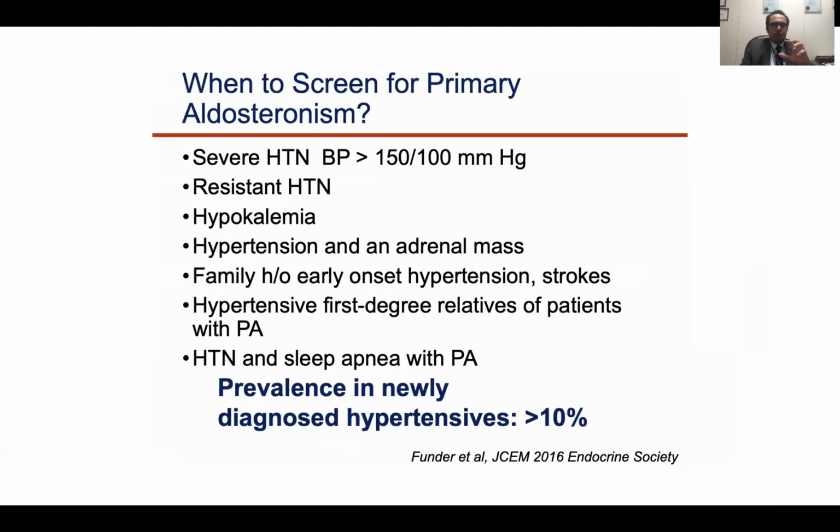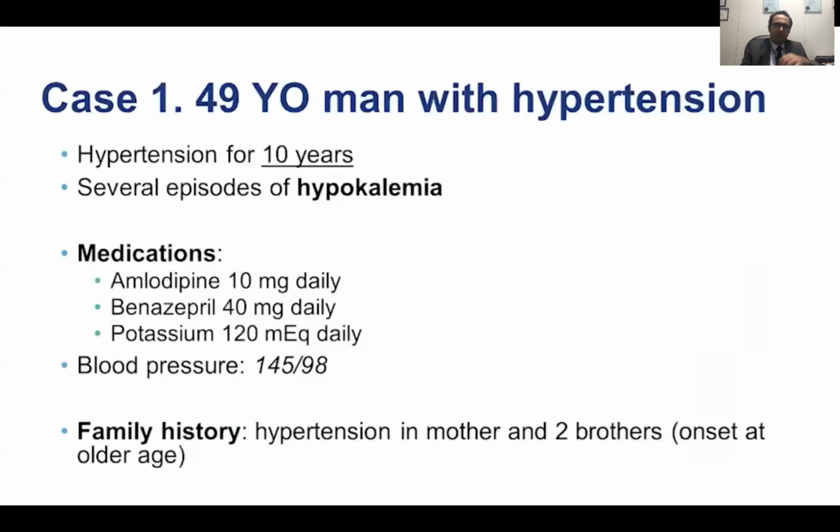Now, this used to be thought of as a rare disorder, but it is not rare. It is very common, one of the most common endocrine causes of hypertension and one of the most common secondary hypertensions. The prevalence is around 10% or more.